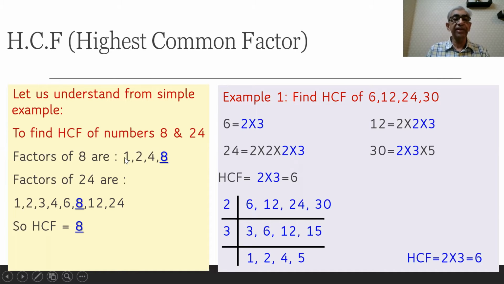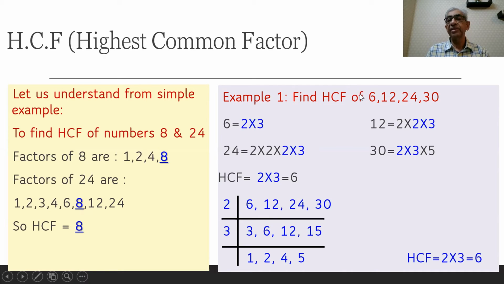Now in factors of 8, I find 1, 2, 4, 8. So I start from the right side because I have to find out the highest. So 8. I find 8 is also there in 24. So my HCF becomes 8. Let us understand it with more examples.